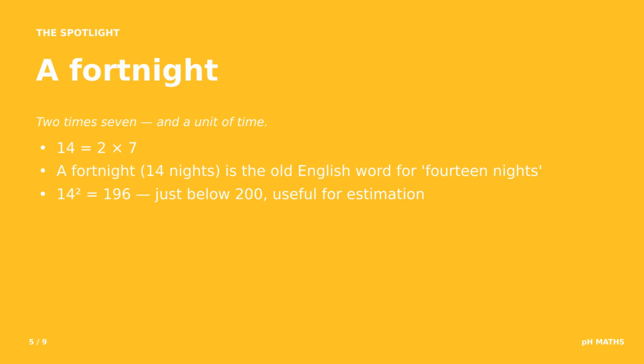A fortnight. 14 equals 2 times 7, which is why 14 is one of the cleanest two-prime products you can build, the smallest prime times the fourth prime. And fortnight, from the Old English for 14 nights, is the British word for 2 weeks. Pay fortnight, fortnightly bills, fortnightly publications. Comes up in financial maths and in data questions where time periods are spaced 2 weeks apart.